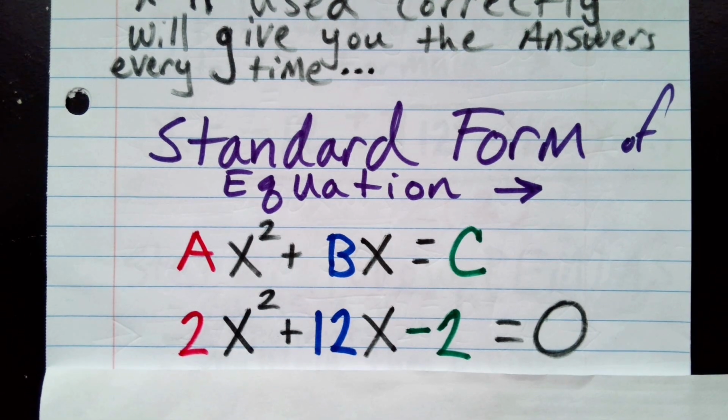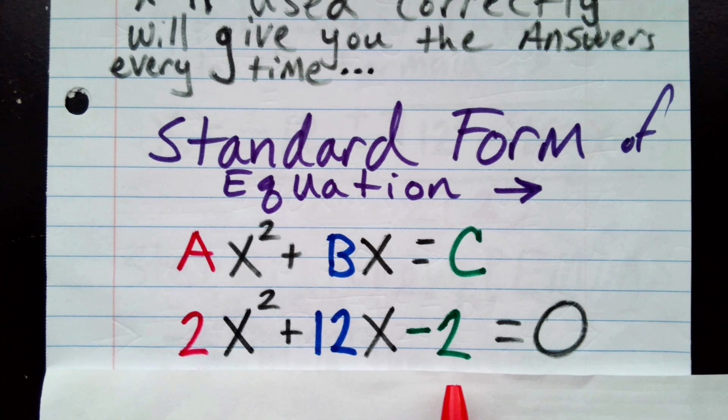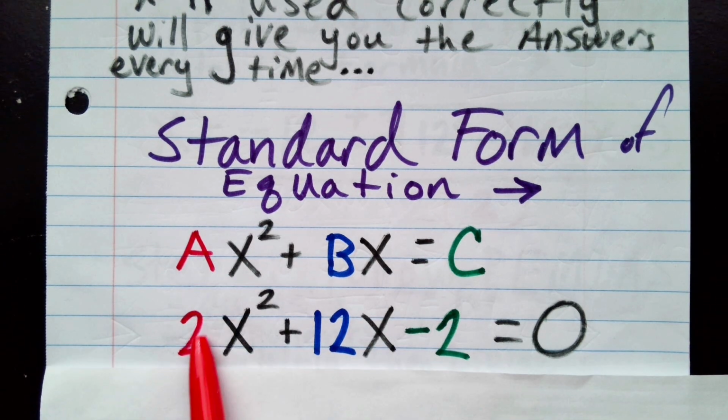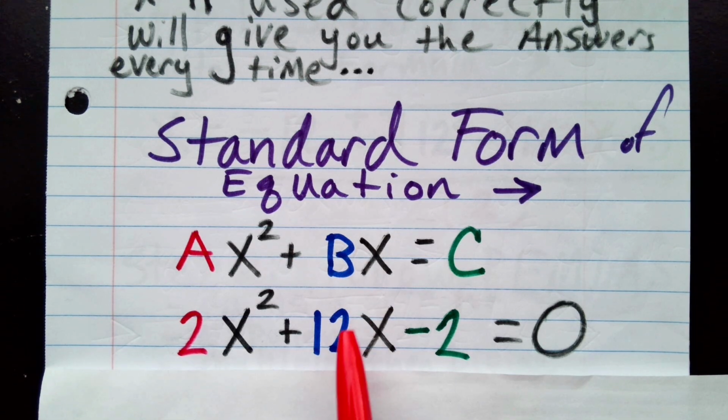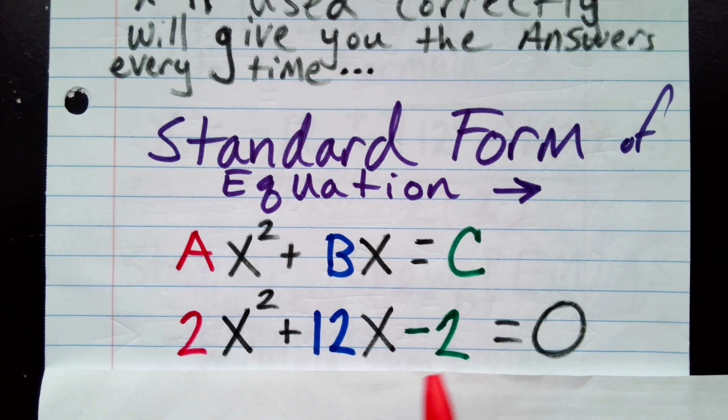So you can see that in an equation, 2x squared plus 12x minus 2 equals 0, the number in front of the x squared is your a value. The number in front of the x is going to be your b value. And of course, the constant or number all by itself is going to be your c value.